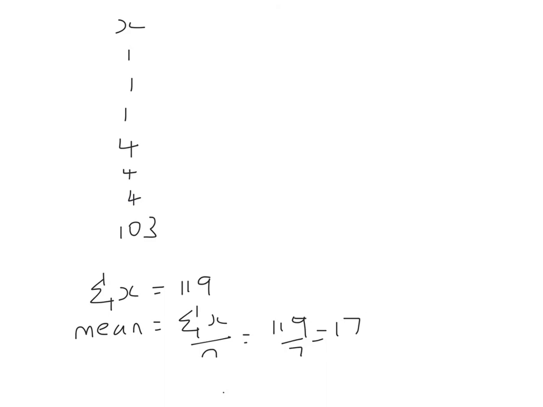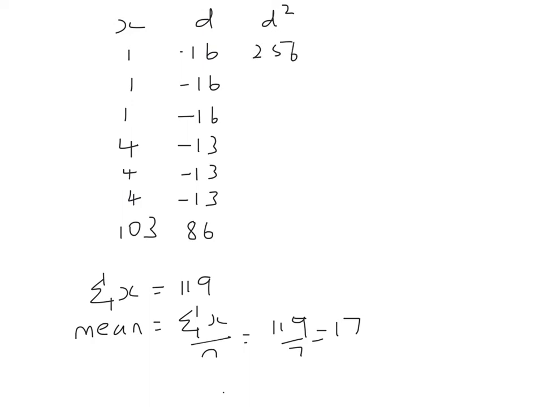So let's now do a column showing the deviation from the mean. 1 is 16 below the mean. 4 is 13 below the mean. And 103 is 86 above the mean. So now let's square to get rid of those minus signs. So that's 256. That's 169. And 86 squared is 7396.